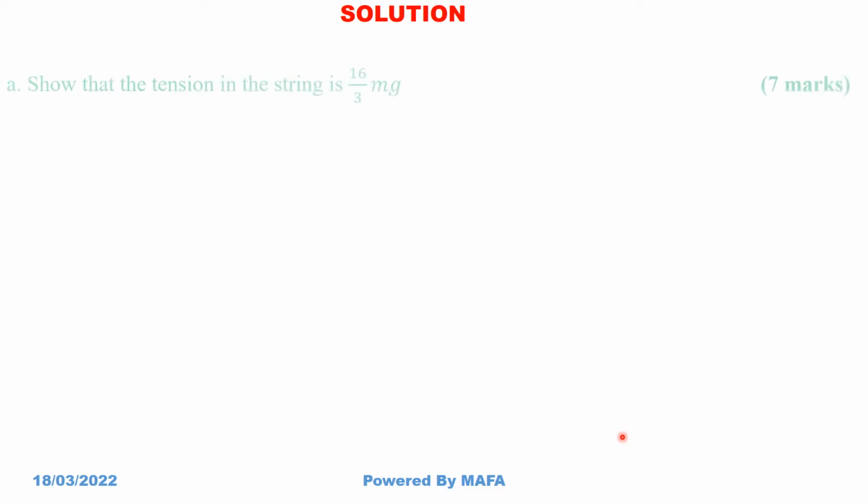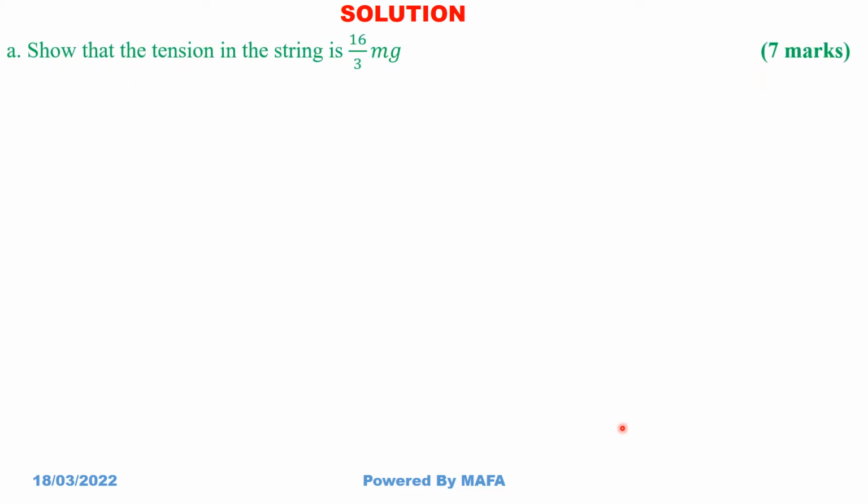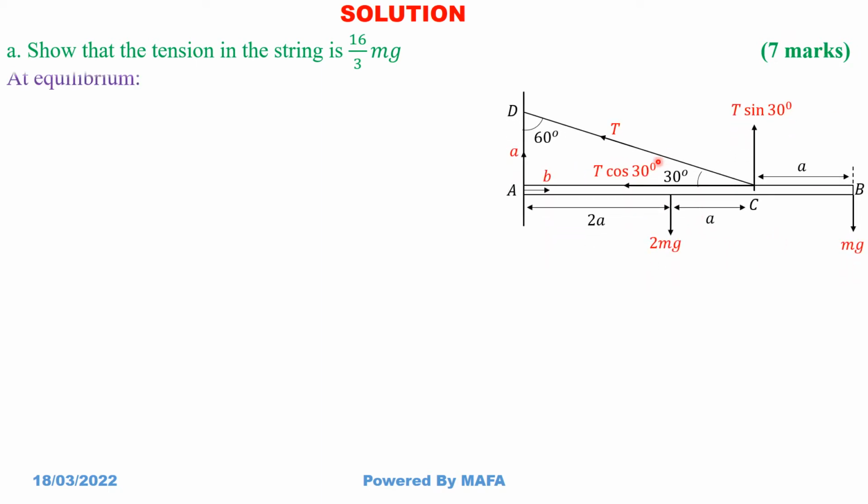Now let's proceed to solving the first question. Question A: show that the tension in the string is 13/3 mg, and it is allocated 7 marks. Okay, so this is our diagram that's been given.